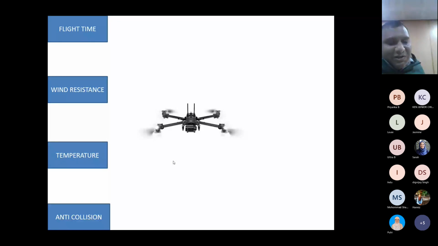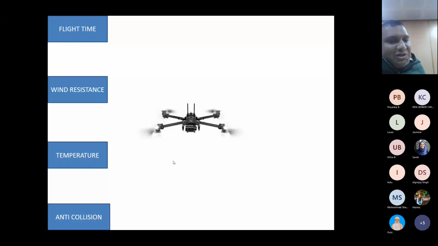Sometimes we lose the drones. They go and they get stuck, and they should be able to be flown in extreme temperature conditions, because we have forests from the Thar desert to the cold deserts also. So we have those extremes.